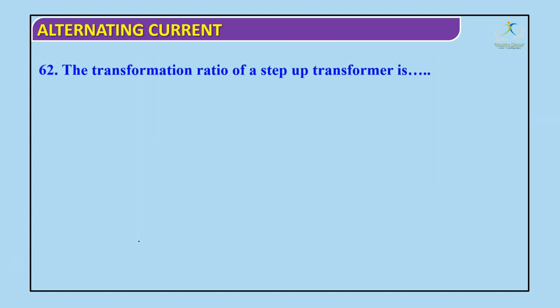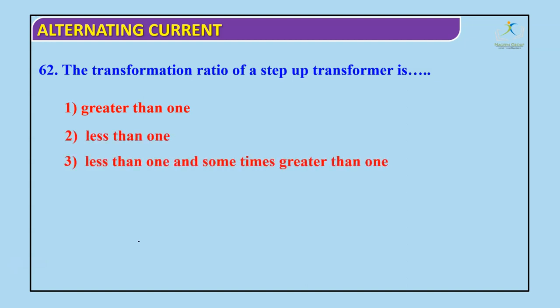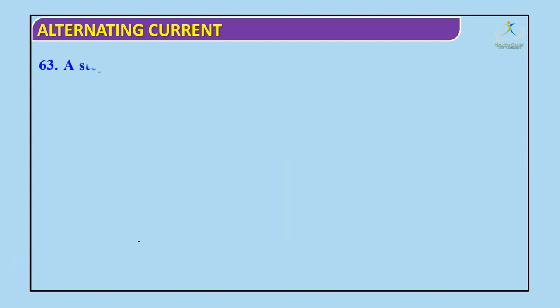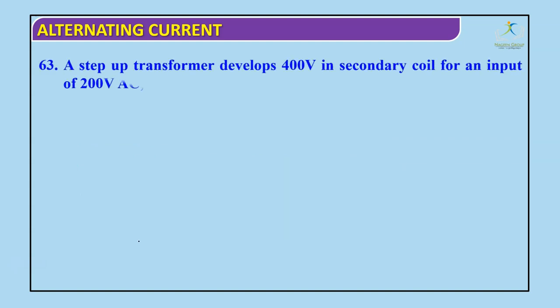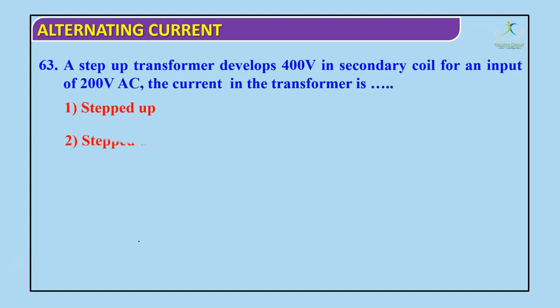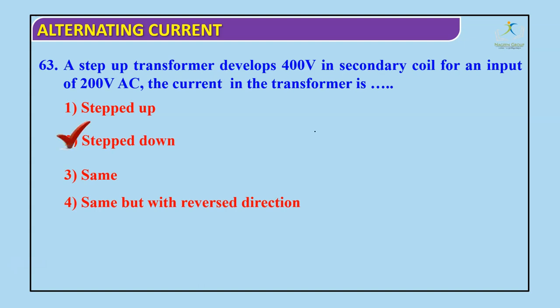Next question we have, a transformation ratio of a step-up transformer is greater than 1, less than 1, less than 1 and sometimes greater than 1, or greater than 1 and sometimes less than 1. The correct answer is greater than 1. Next question we have, a step-up transformer develops 400 volt in the secondary coil for an input of 200 volt AC. The current in the transformer is stepped up, stepped down, or same but with the reverse direction. The correct answer for this question is stepped down.